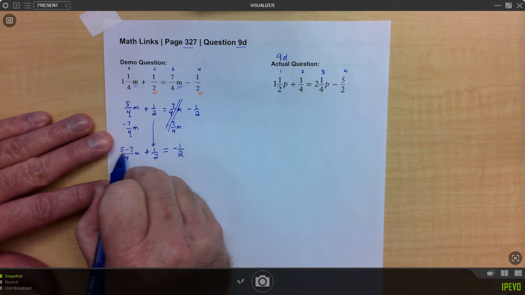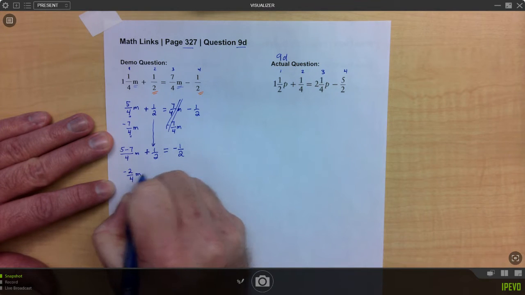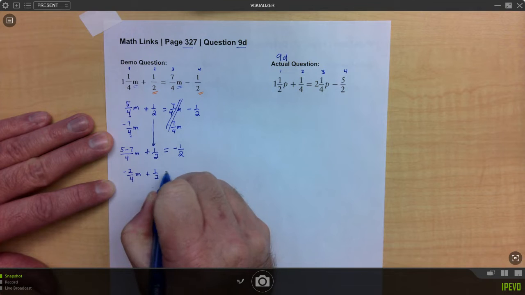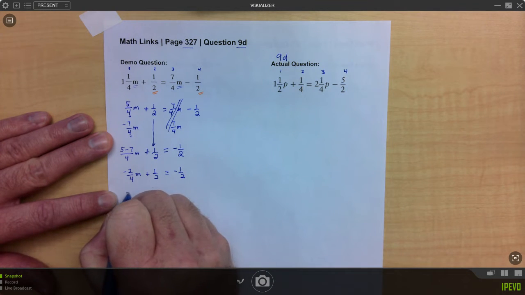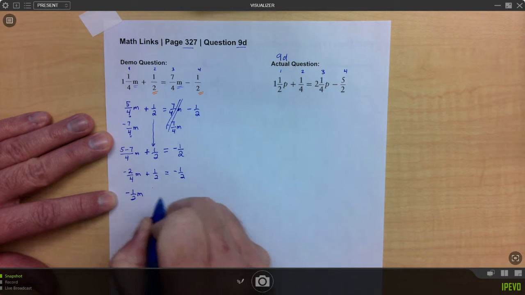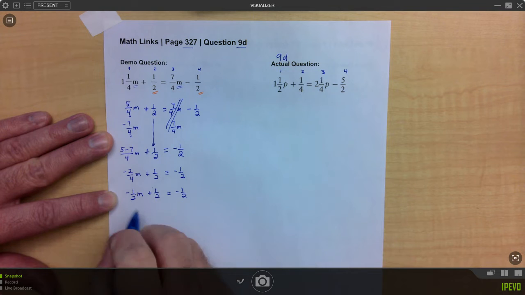Don't be intimidated or scared just because it's, oh my gosh, it's 5 minus 7. Yeah, the answer is negative 2/4 m plus 1/2 is equal to negative half. Okay, first of all, I'm going to reduce this. This is 1/2 m plus half equals negative half. Now, I've got the variables together.